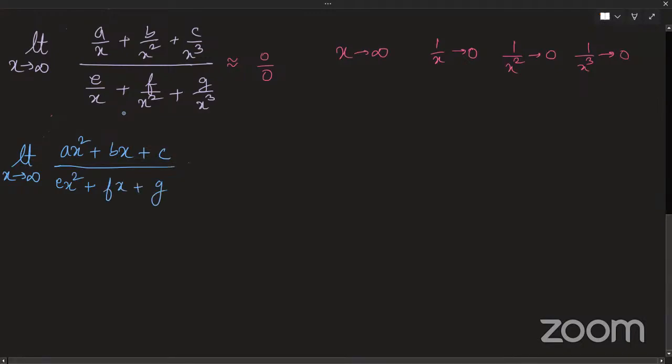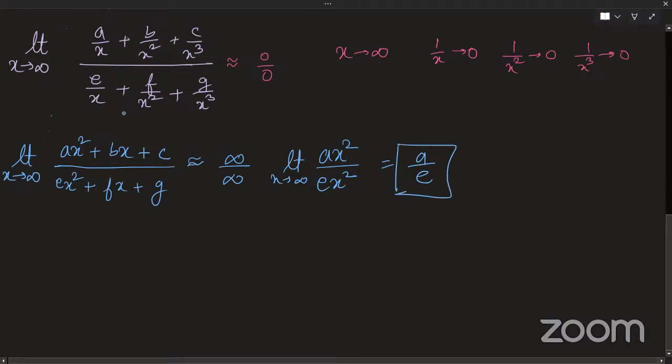Which form is this now? Infinity by infinity. So can you just apply your trick over here? Just take the x highest powers. So it will be ax square in the numerator and ex square in the denominator, right? So my final answer will be a by e. Correct, everyone? Okay, great.